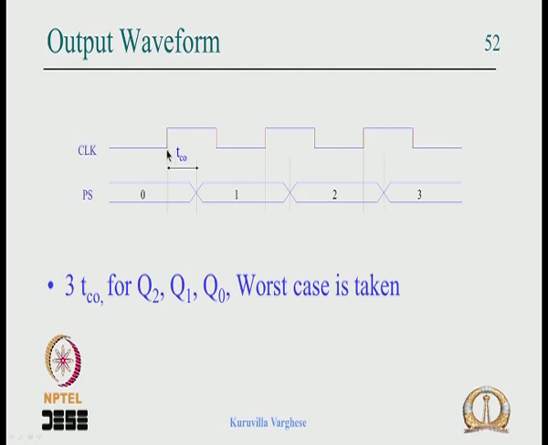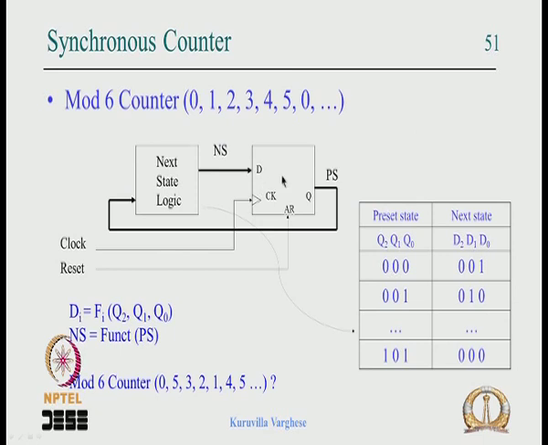In many textbooks it will be shown that this state change will coincide with this active clock edge. In a practical circuit with delays it does not happen. You know that here the flip flop has a delay called TCO. When the clock comes, this D is transferred to Q with a delay called TCO. So after the clock edge it takes TCO time for the present state to change.